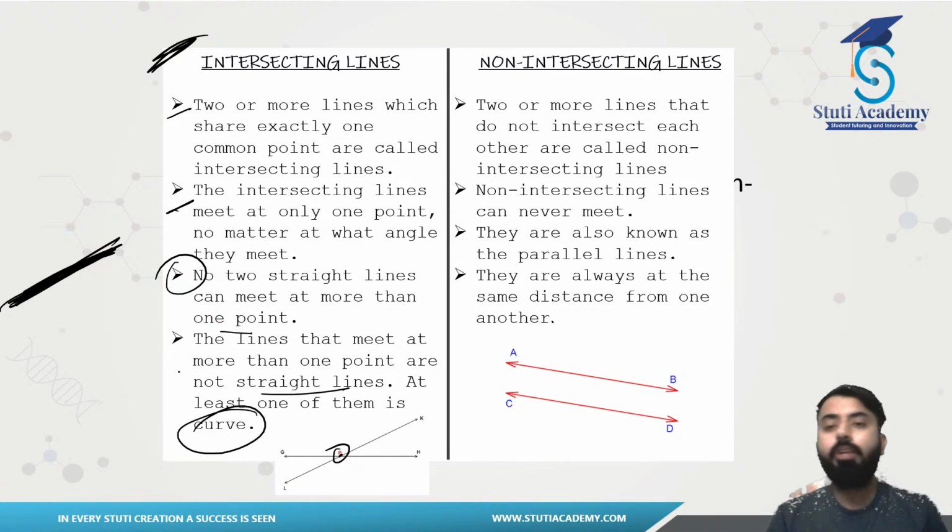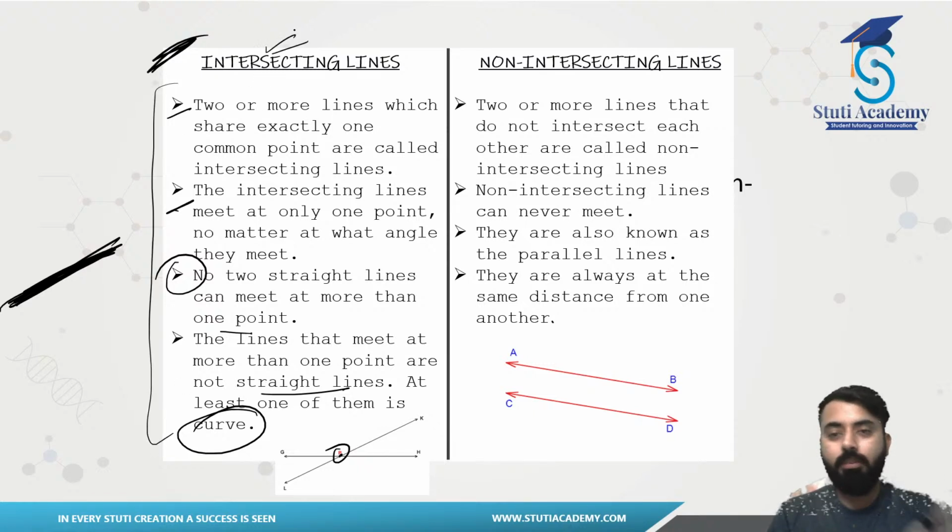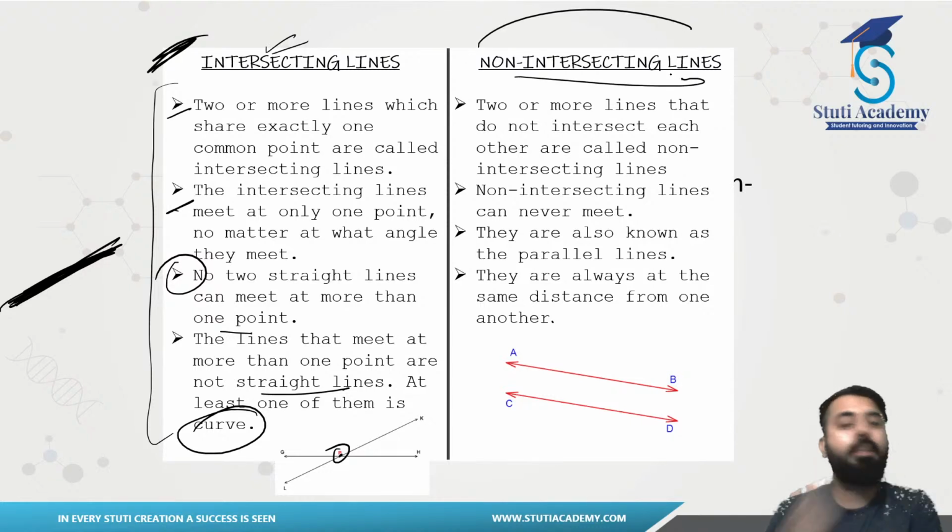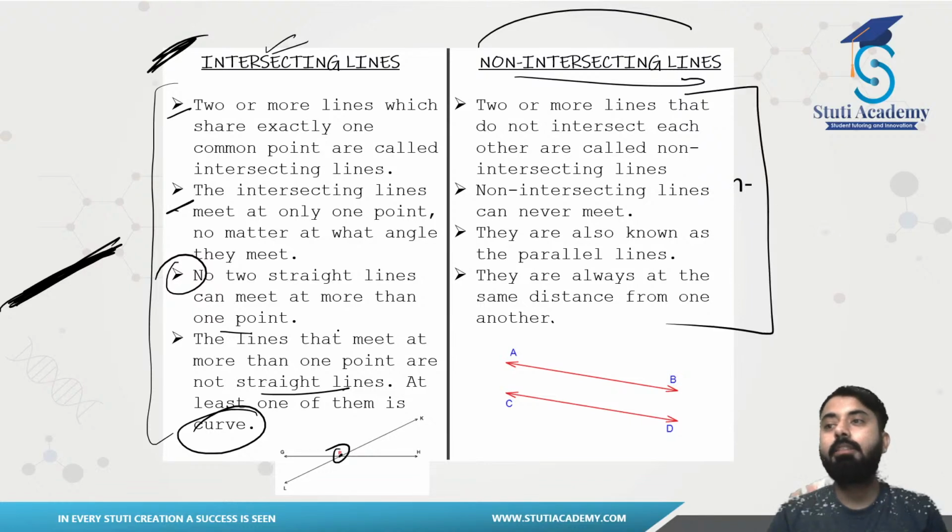So these are the quick conditions to check whether the given pair of lines are intersecting or not. Now for the case of non-intersecting lines, these will be parallel lines. Their distance is always the same. They never meet at any point. So these are the 4 points that distinguish your lines. I hope you guys understand this and you don't have any doubt in this.